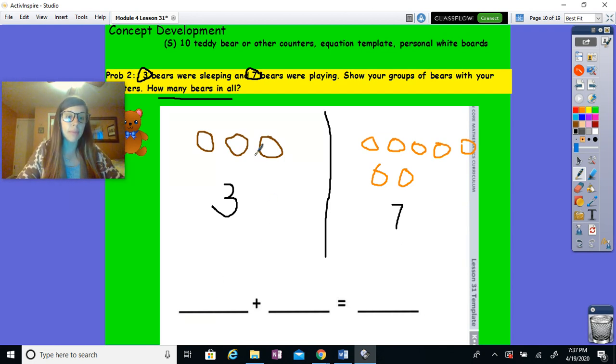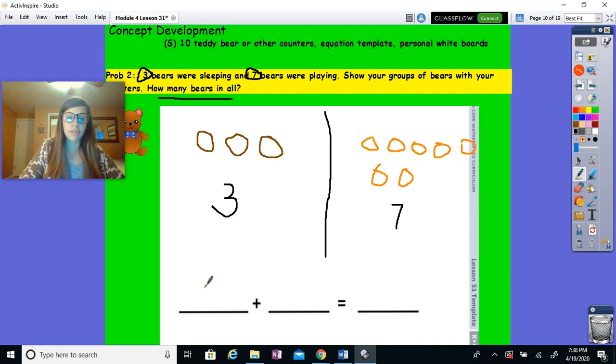So let's count how many we have in all. We have 3. 1, 2, 3. Let's count on. 4, 5, 6, 7, 8, 9, 10. There are 10 bears all together. So now we need to plug in those numbers into our number sentence. Now, Miss Dolphin already labeled each side of my picture with how many were sleeping and how many were playing. So I'm just going to take those two numbers and plug them into the parts of my number sentence. Because remember, part plus part equals whole.